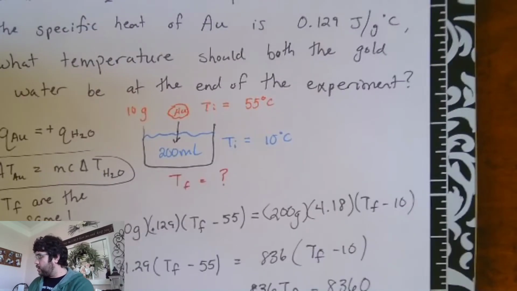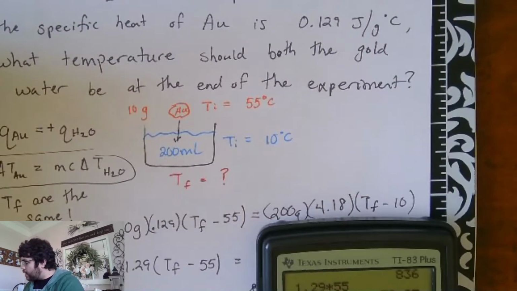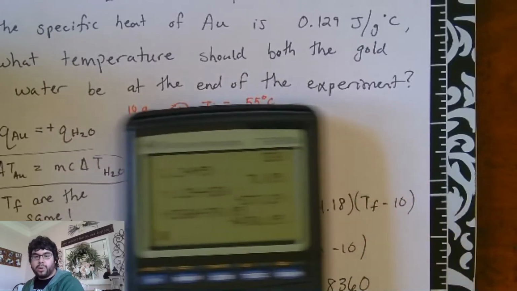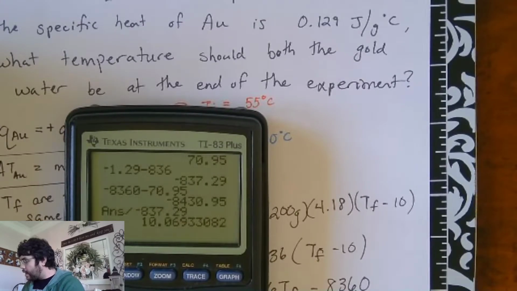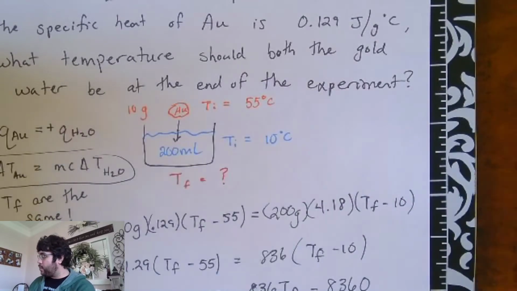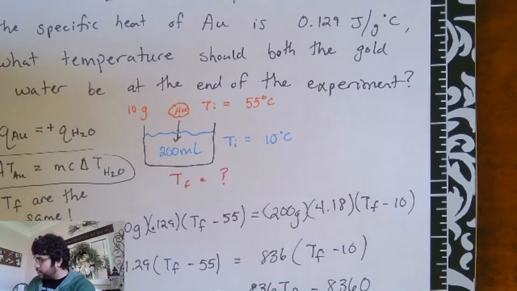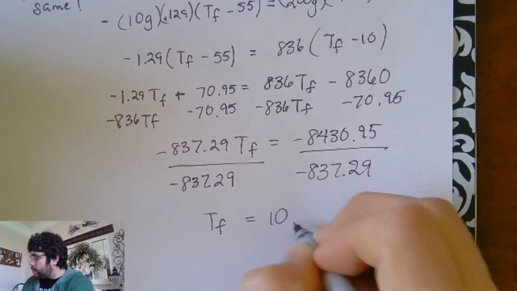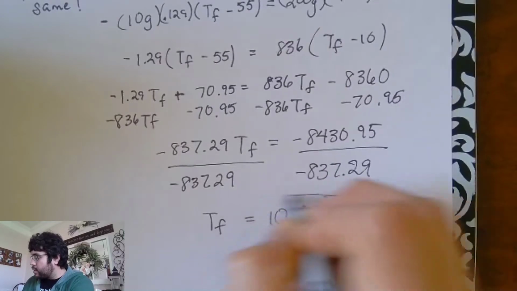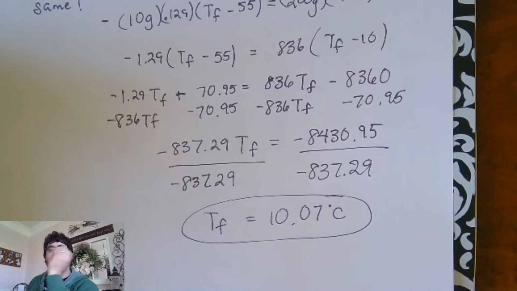Okay, let's go ahead and do this math here. So negative 8430.95 divided by negative 837.29, and I get 10.07. That's not very stupendous. That's the correct answer, though, 10.07. So the final answer, right there, 10.07 degrees Celsius.